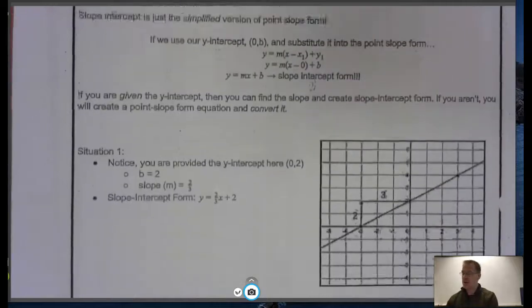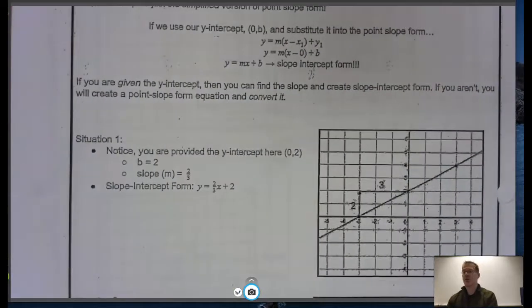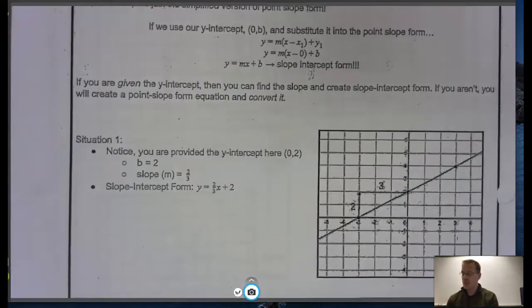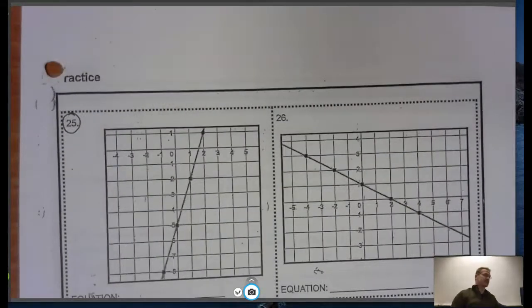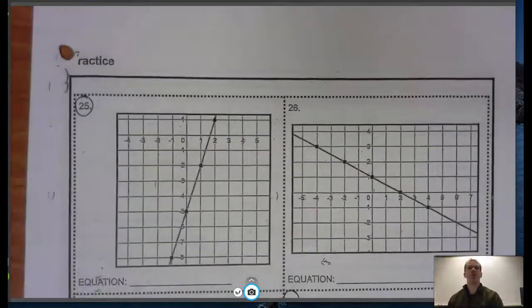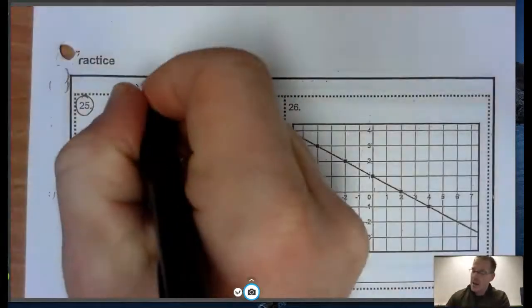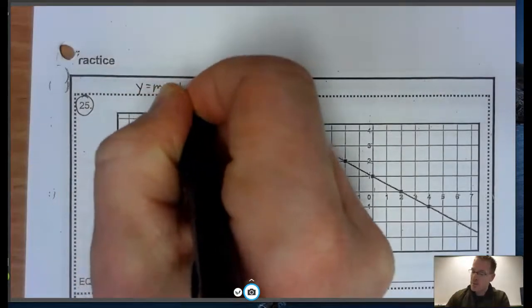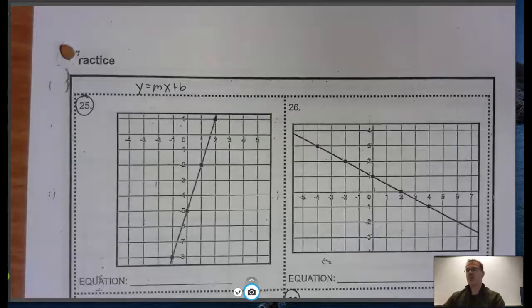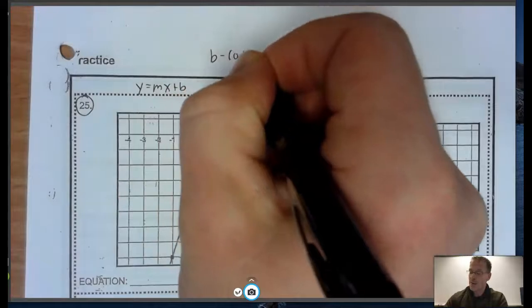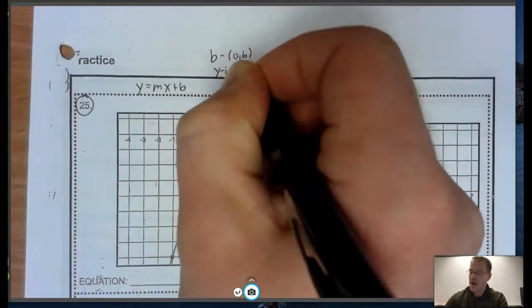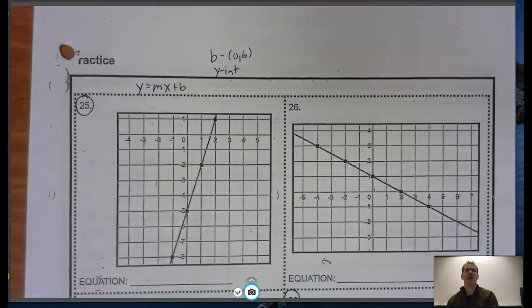Now, once again, on page 72 here, you've got the full set of notes if you need to go back and refer to them. So let's look at problem 25 here. When we think about this, this is slope-intercept form, so y equals mx plus b. I have to know my slope, which is m, and then b, remember, is our y-intercept, so that's (0, b). We want to find where it crosses the y-axis.